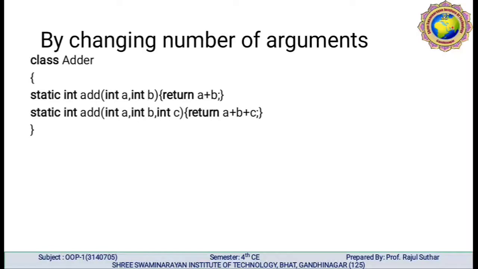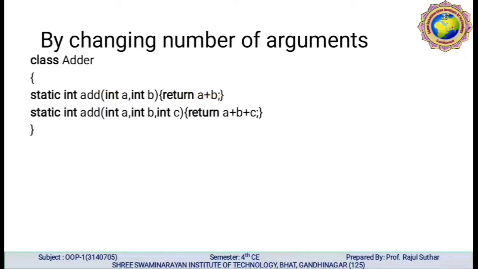How can we change the number of arguments? Let me discuss with one class, the Adder class. Adder class means addition. So we require first a static method, static int add. We are all familiar: here static is the access specifier, the return type is integer and the name of the method is add. The first parameter is int a, the second parameter is int b. So it returns the addition of two numbers.